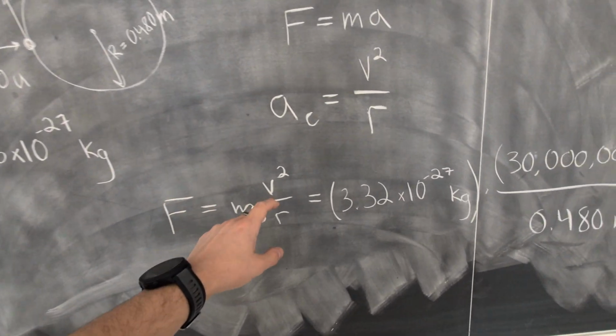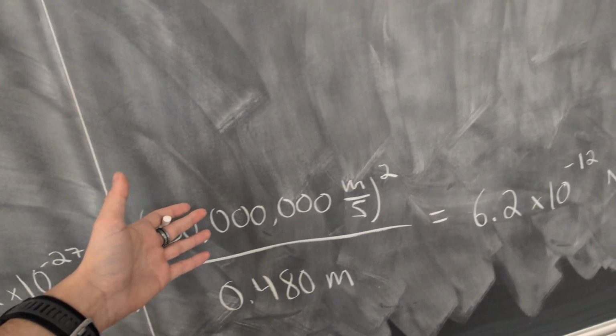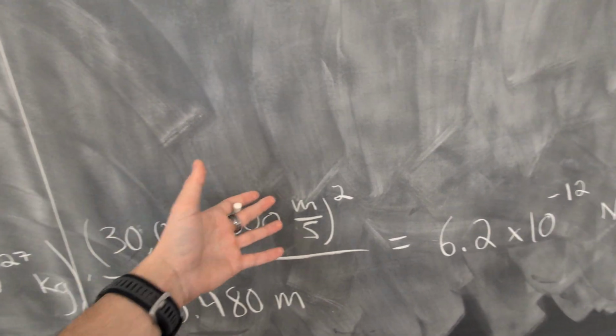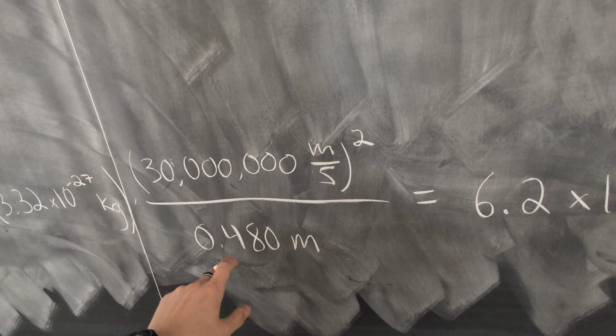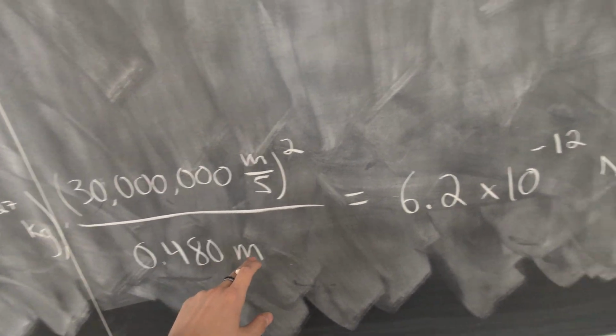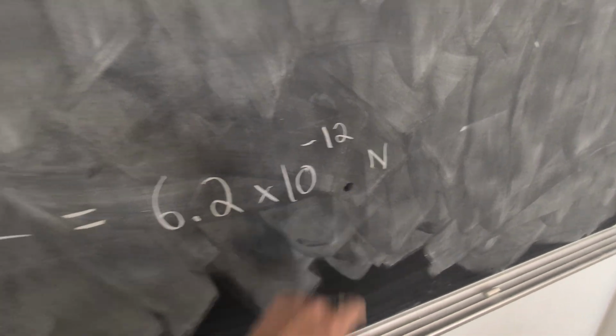Here we go. F equals ma. We replace this. We put this in kilograms. We multiply this by meters per second squared, 10% the speed of light in meters per second, because it's squared. Here we have 0.480 meters, and I plug it in and I get this answer, and this is the right answer. How do we get newtons?